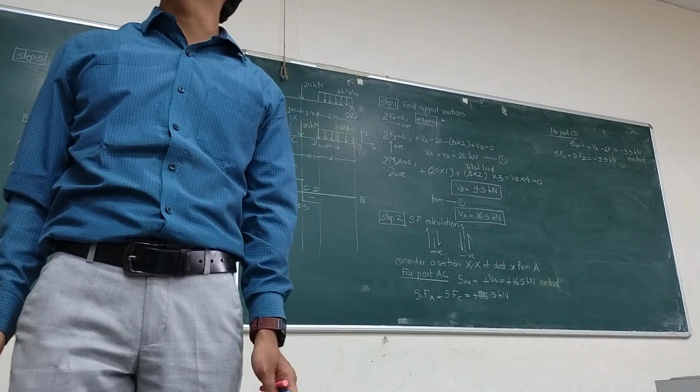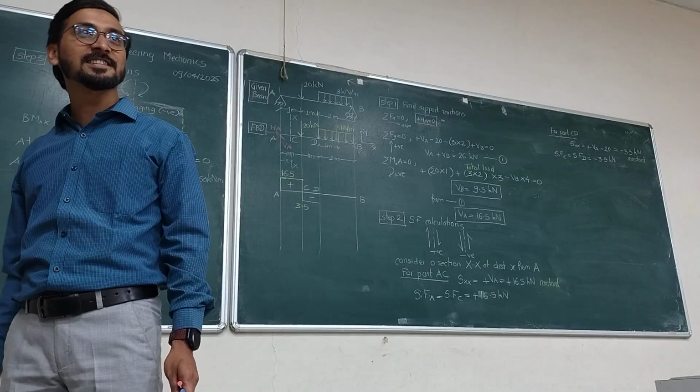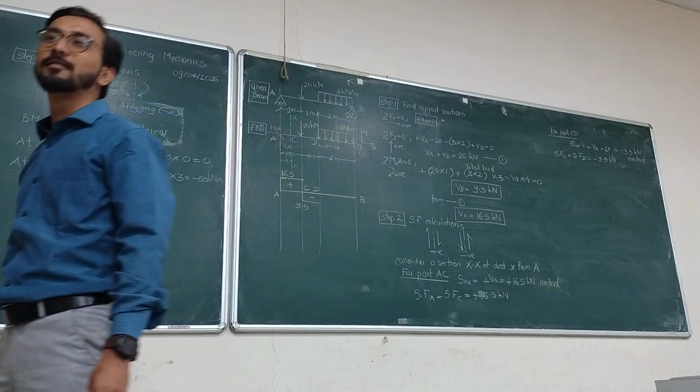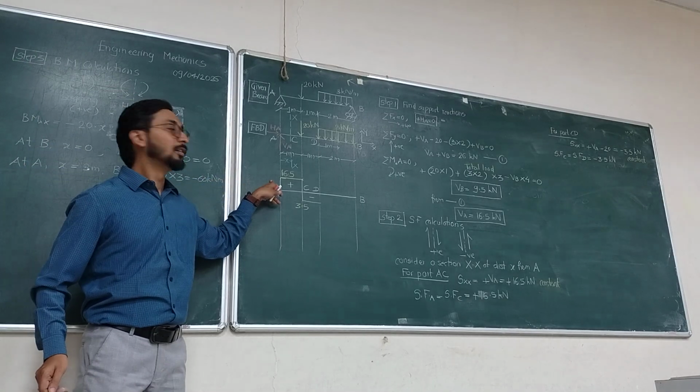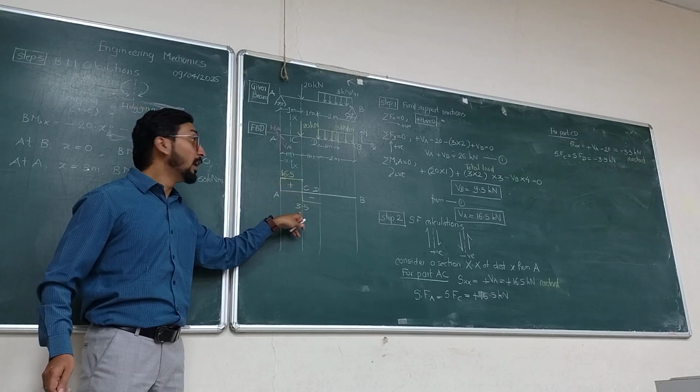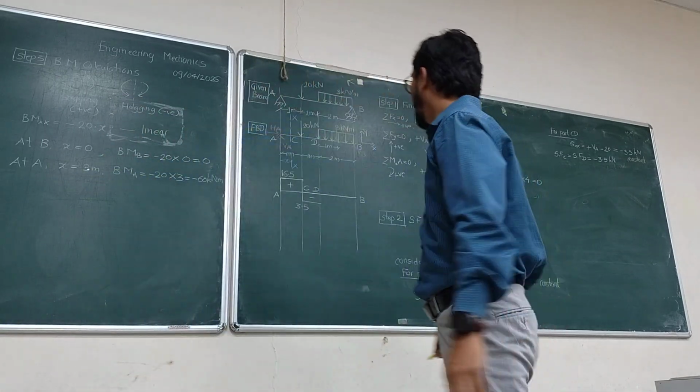There are two values at A: 0 and 60. That is the sudden drop. Here there is only one value, 0. Here there are two values: plus 16.5 and minus 3.5. Got this.